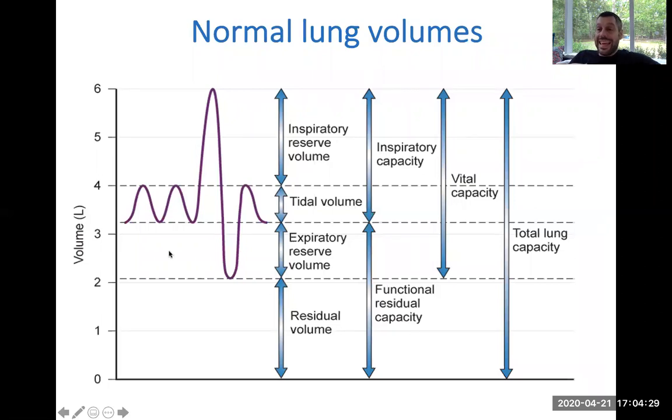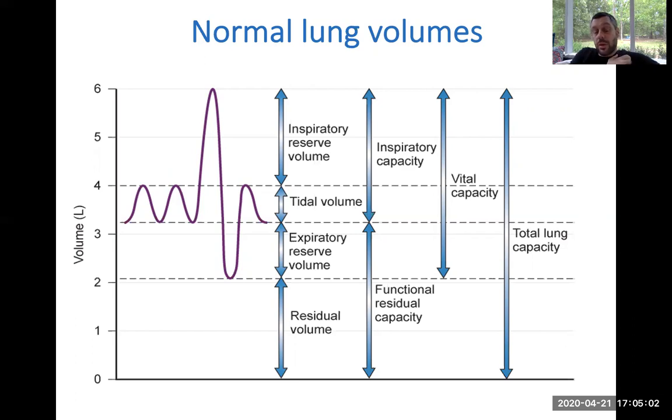So when you breathe in, the spirometer measures the volume of air that you're breathing in, and that is shown on the graph as an uptick on the volume scale over time. And when you breathe out, the graph will go down. So when you're looking at the data that you're going to look at this week, that's what you're going to observe.